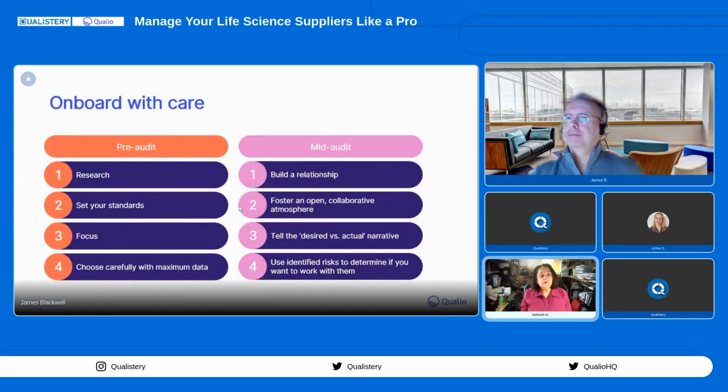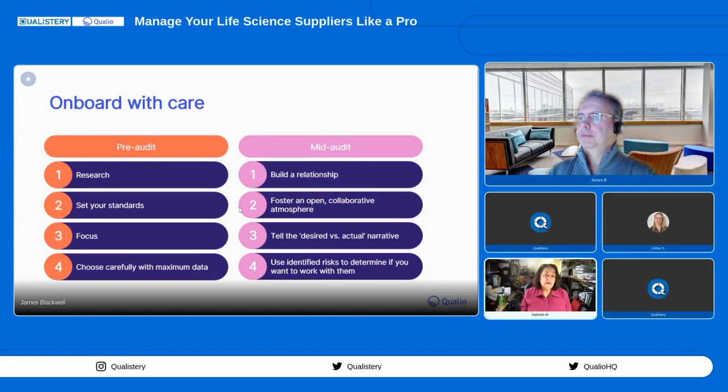So what kinds of things do we think about pre-audit? Do your research. Obviously, you can find things in the news and professional publications and other colleagues. I think a lot of us have worked with people from all different industries, and we have colleagues that we can reach out to for their experiences.